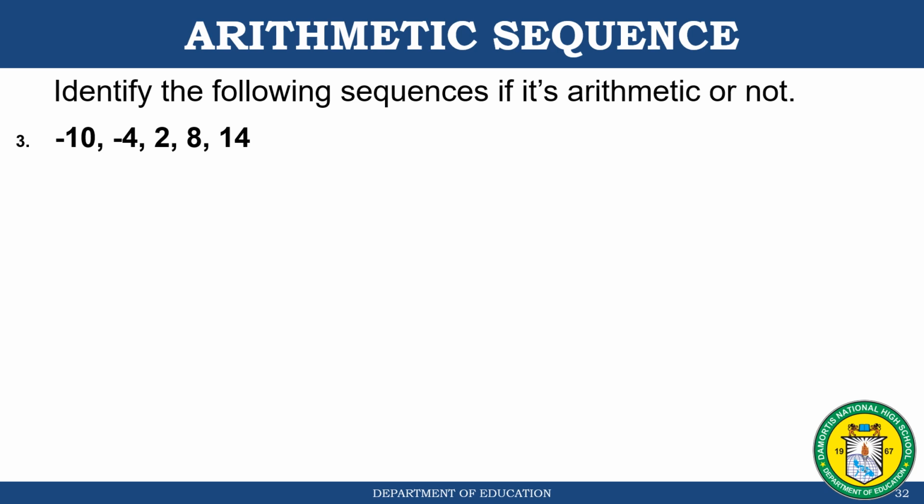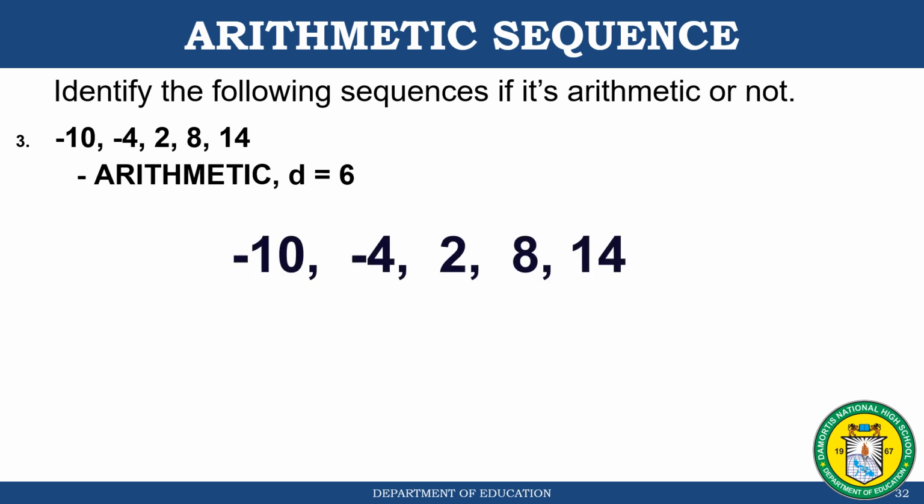Number 3, we have negative 10, negative 4, 2, 8, and 14. What do you think? Is the answer arithmetic or not? Okay, very good. The answer is arithmetic and the difference is 6. So let's try to explore it. We start from negative 4 minus negative 10. What happens to negative 10? It becomes positive 10, definitely. So negative 4 plus 10, what will be the answer? Yes, it's positive 6. The next, 2 minus negative 4 will give us 2 plus 4. So the answer is positive 6.